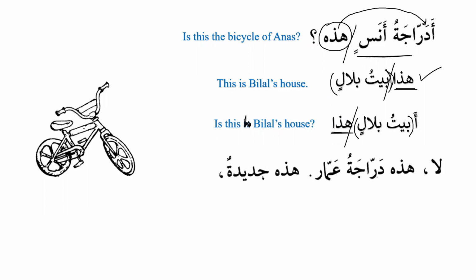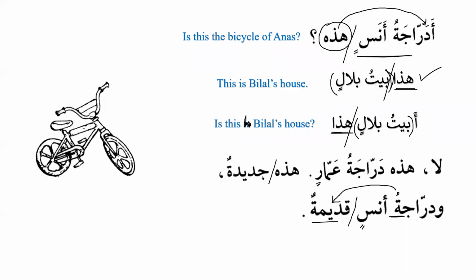La, no, هذه دراجة عمار. This is the bicycle of Ammar. هذه جديدة. This is new. Now we can see that subject and predicate will be feminine. وَدَرَّاجَةُ أَنَسٍ, and the bicycle of Anas, قديمة, is old. Can I say قديم? Is it possible to say that? No, why not? Because the bicycle is feminine. So that's why we have to bring the predicate as feminine as well. Excellent. So both of them need to be feminine.